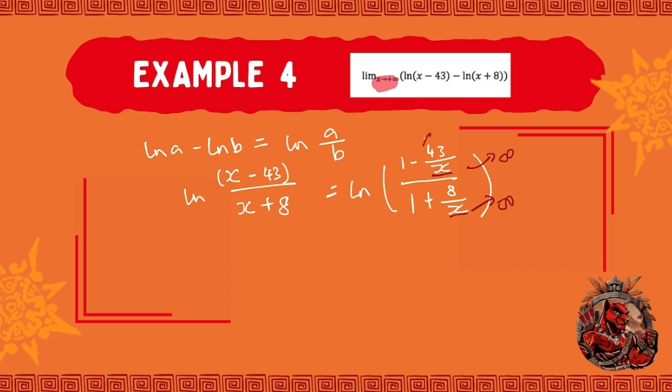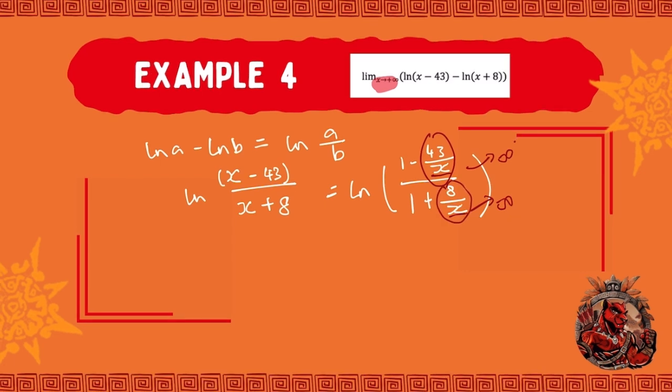Here, as x approaches infinity, both 43 over x and 8 over x actually approach 0, leaving us with ln 1. Since ln 1 equals 0, the limit as x approaches infinity for this particular expression will then be 0.